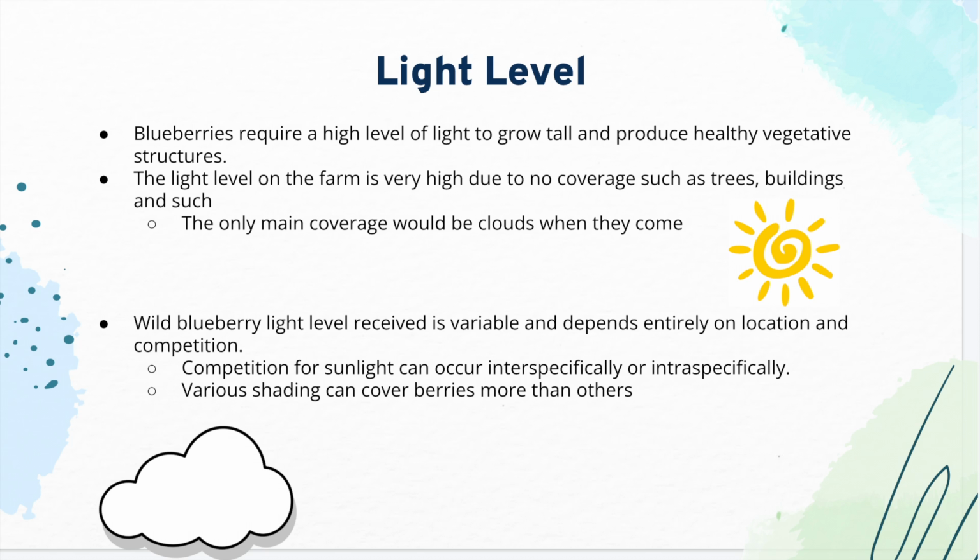And as for the wild blueberry plants, light level received is variable and depends entirely on location and competition. Competition for sunlight can occur interspecifically or intraspecifically. Other competing plants are the main problem as they often grow taller and completely cover the bushes. Other blueberry bushes also pose a threat, especially when growing close together.